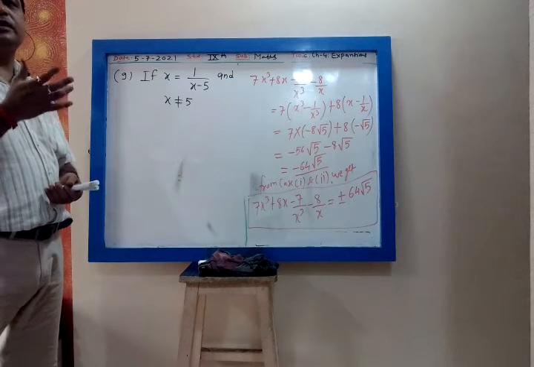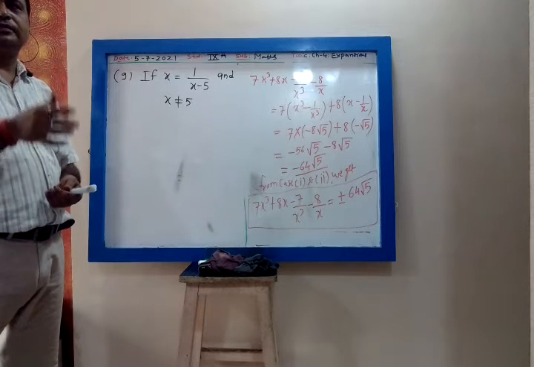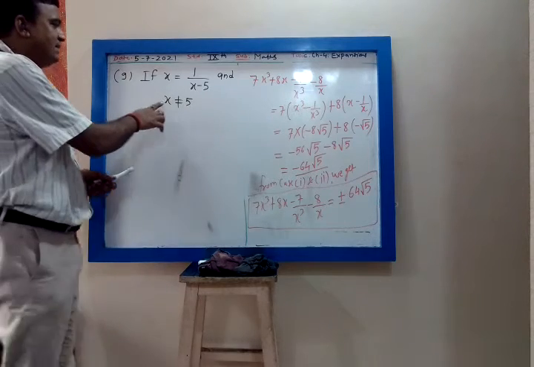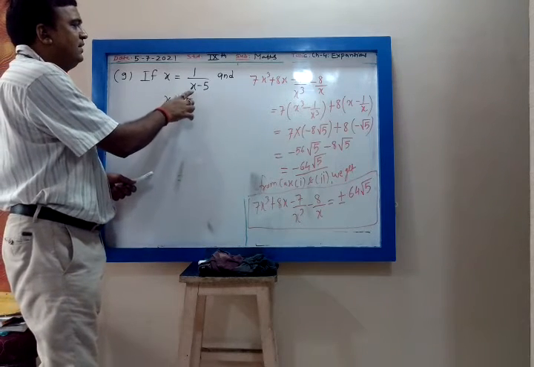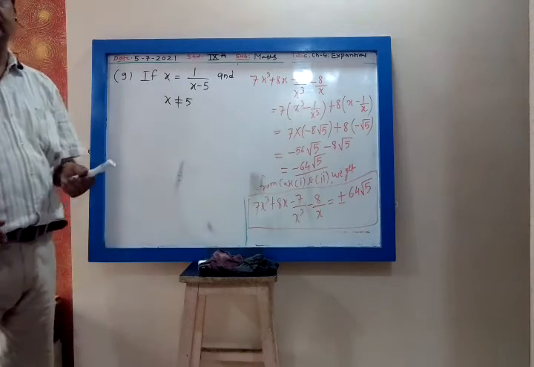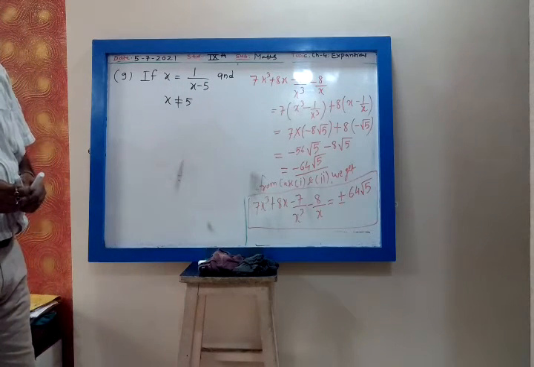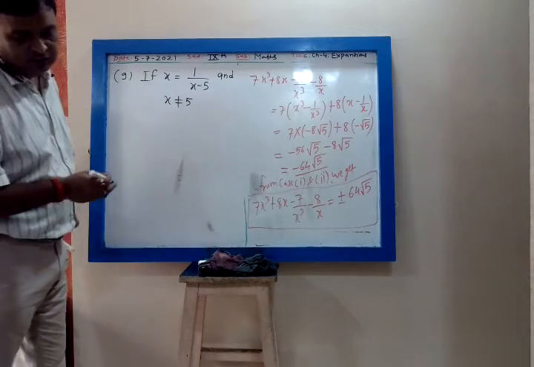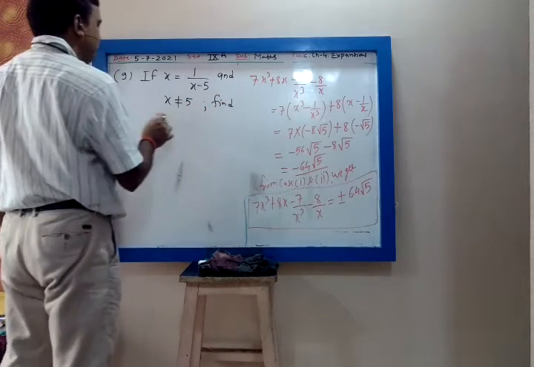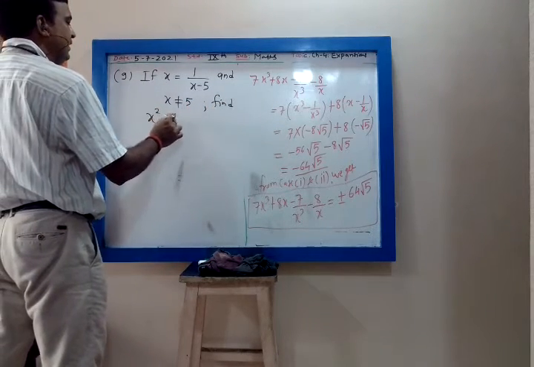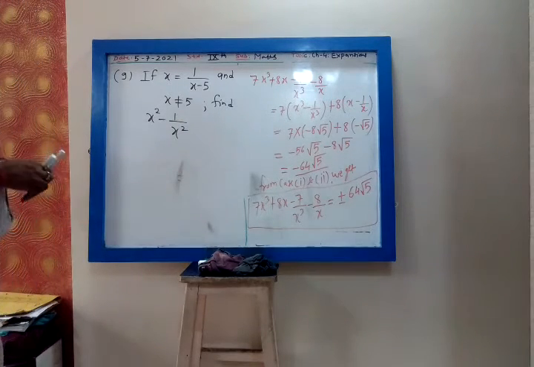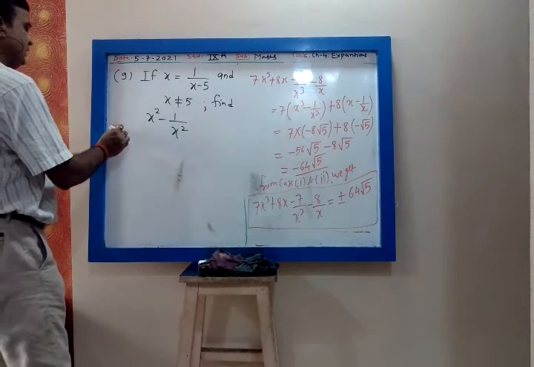In the previous question it was 1 upon x, so x was given non-zero. In this it is given x is not equal to 5, because when x is equal to 5, 5 minus 5 will be 0, the denominator becomes 0, okay? That is why x is not equal to 5 is given. Find x square minus 1 upon x square. Okay. So let us find this.